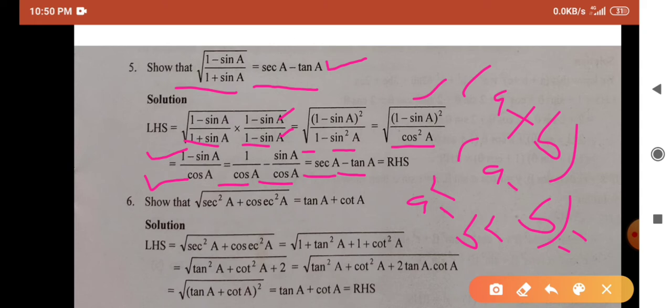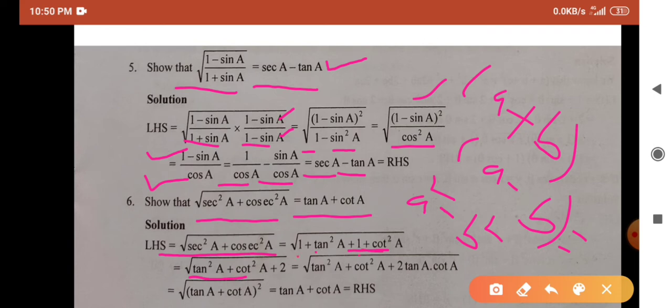Next example, show that under root of sec square a plus cosec square a equals tan a plus cot a. Now again consider LHS here, under root of sec square a plus cosec square a. Therefore sec square a can be written as 1 plus tan square a, and cosec square a can be written as 1 plus cot square a. Now 1 plus tan square a plus 1 plus cot square a is there. Tan square a plus cot square a, write down as it is.